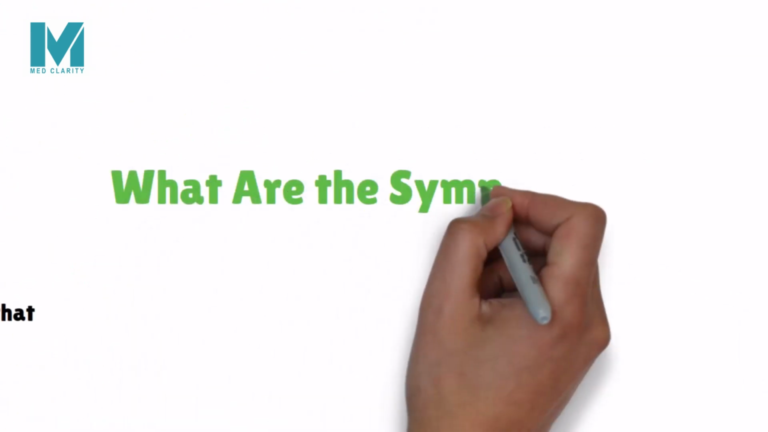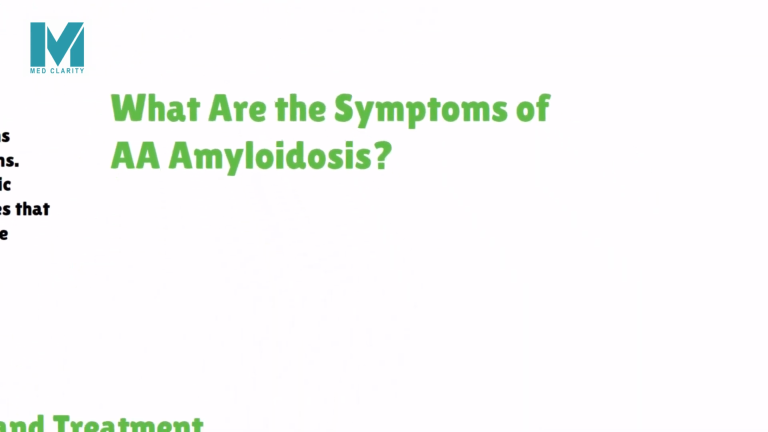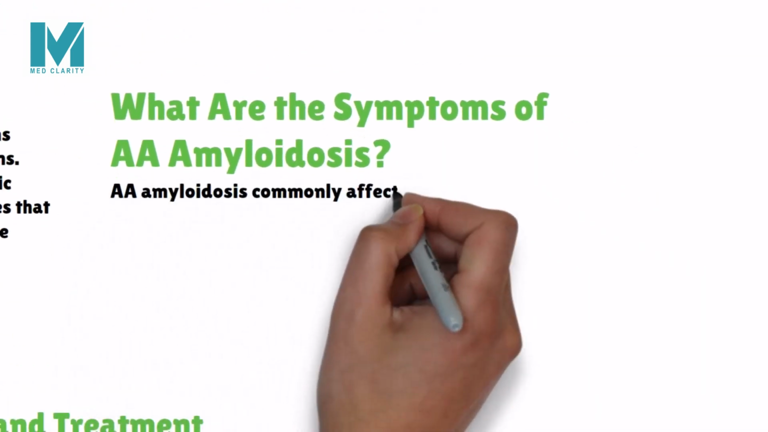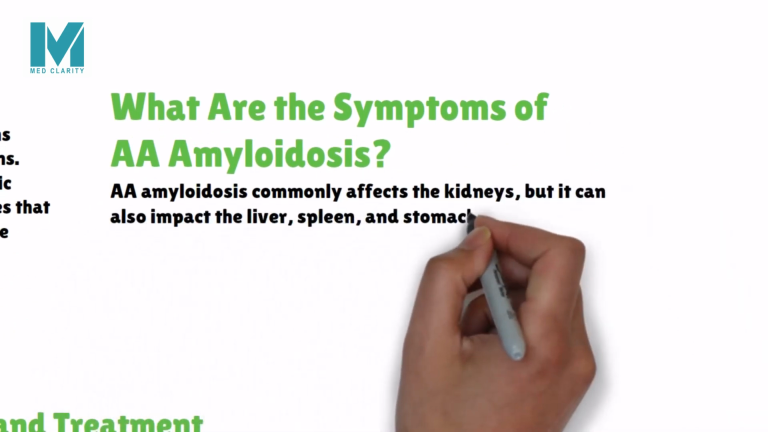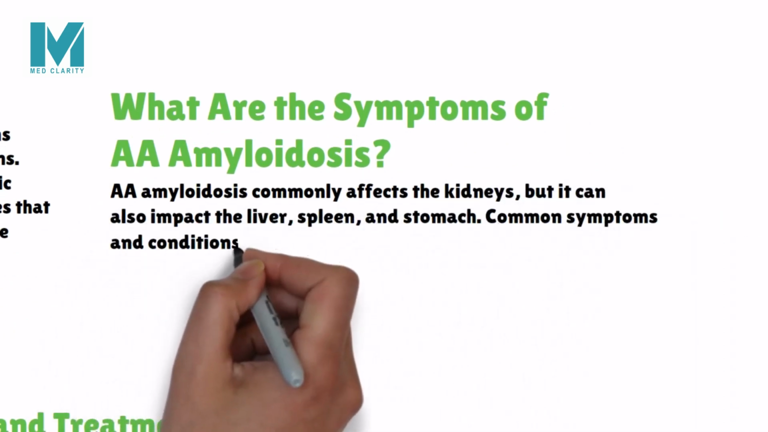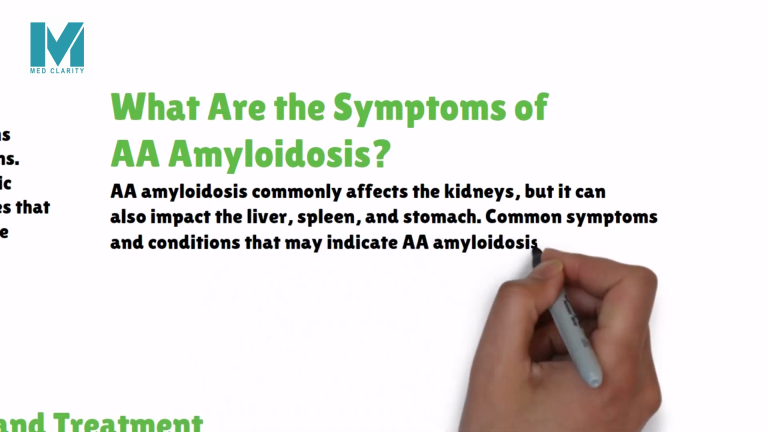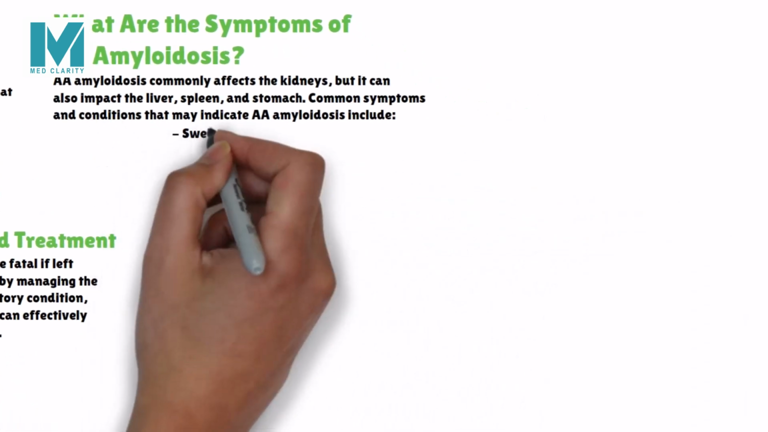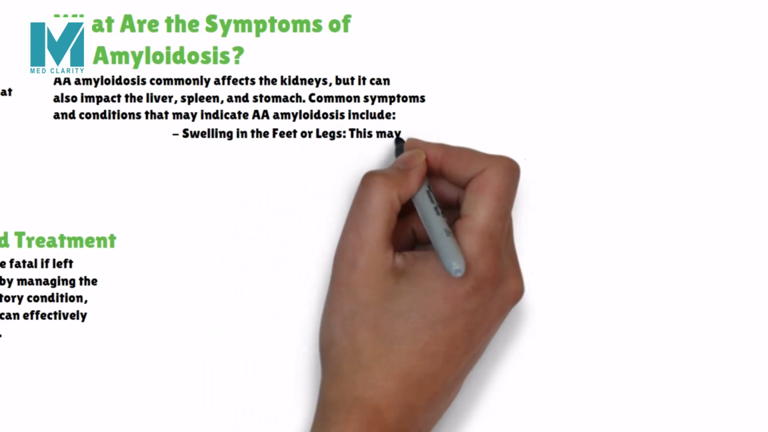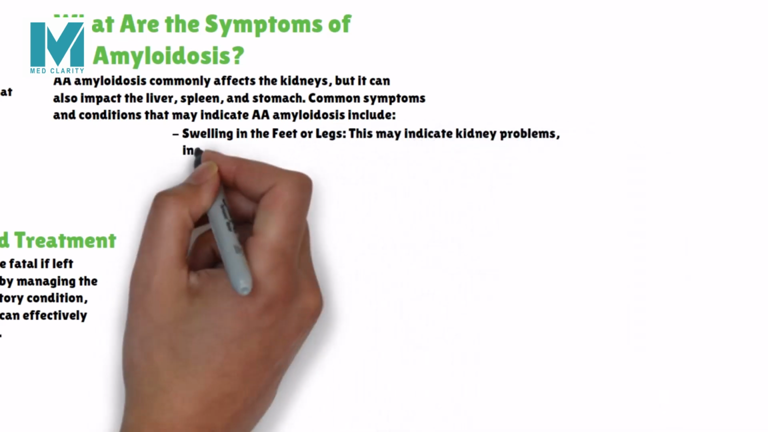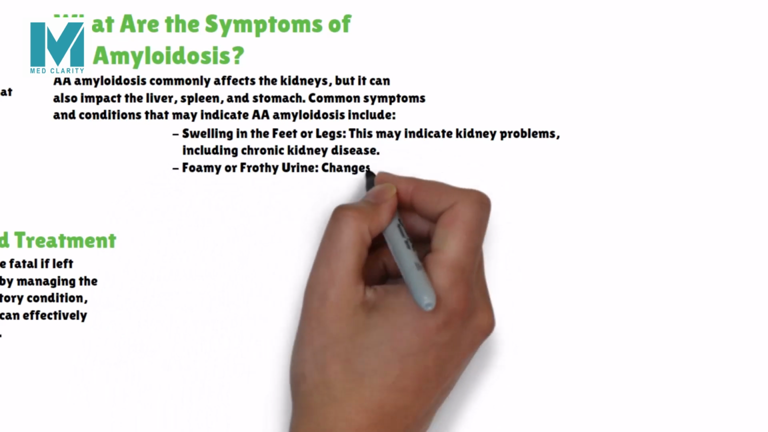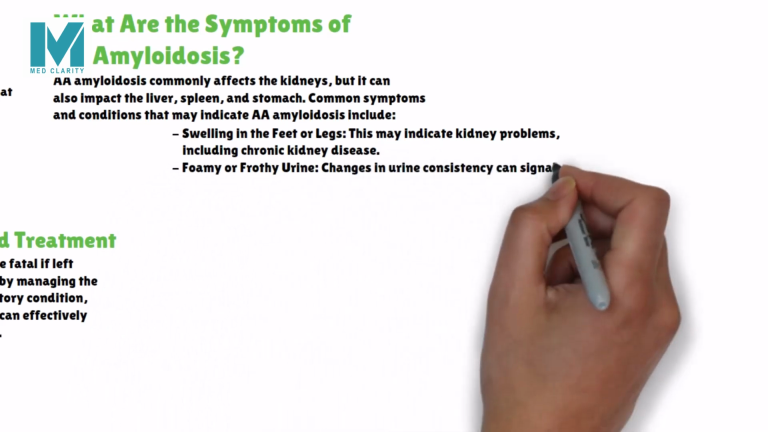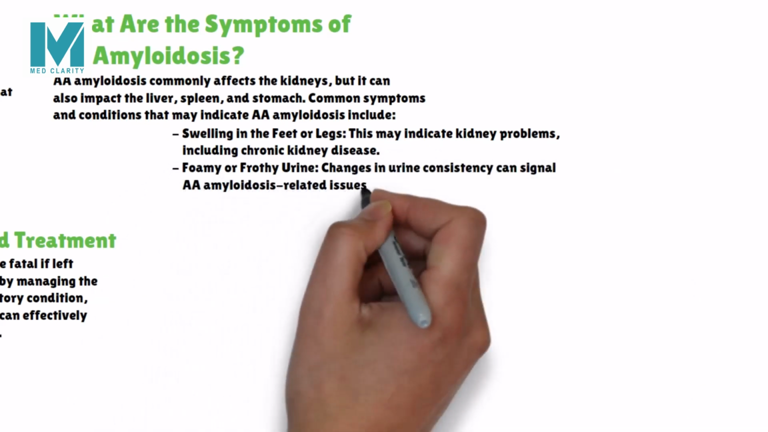What are the symptoms of AA amyloidosis? AA amyloidosis commonly affects the kidneys, but it can also impact the liver, spleen, and stomach. Common symptoms and conditions that may indicate AA amyloidosis include swelling in the feet or legs. This may indicate kidney problems, including chronic kidney disease. Foamy or frothy urine. Changes in urine consistency can signal AA amyloidosis-related issues.